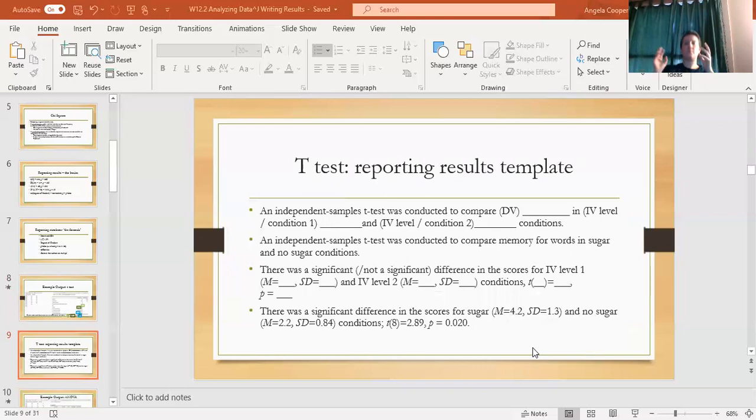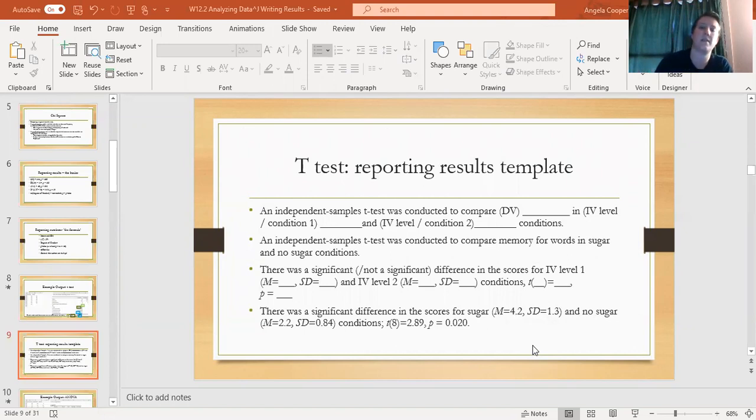So when we're reporting this, you can use this as a template for you to write about it. One of the things you want to write in your results section is you don't want to just say, here's our stuff, we reject the null hypothesis, moving on to the discussion section. You want to have a sentence or two that describes what it was.